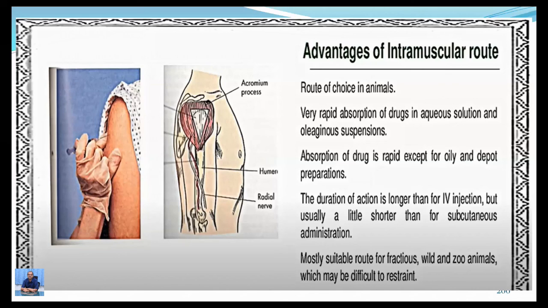But this is a little shorter for subcutaneous administration. It is mostly suitable for fractious animals, meaning anxious or wild or zoo animals. In the case of animals, many injections are given through this route only. Especially in wild animals, this is the preferred route. For domesticated animals you can use any type of route, but in the case of wild animals, in which the restraint cannot be done properly, this route is used.